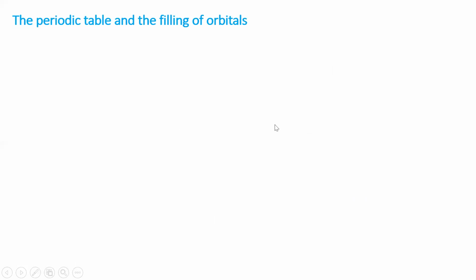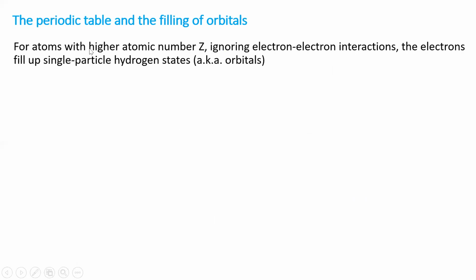All right, so what about the periodic table and the filling of orbitals? Well, for atoms with higher atomic number Z, so past helium like lithium, beryllium, and so forth, boron, if we ignore electron interactions again, just to get a first ballpark figure, the electrons will just fill up single particle hydrogen states, which we call, just for short, orbitals. That's what they call them in chemistry, and we also use that term in physics.